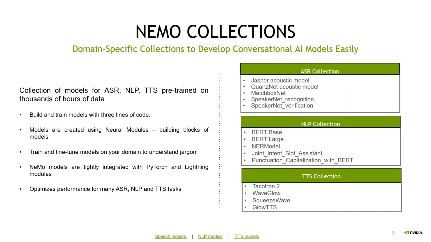With NeMo, we can have not only pre-trained models, but also scripts for replicating the pre-training and for fine-tuning those models on custom data. In the ASR collection, there are predefined models for Jasper, QuartzNet, and MatchboxNet, and models for speaker recognition and verification. In the NLP collection, there are pre-trained BERT-based and large models for English, named entity recognition model, punctuation and capitalization with BERT, and joint intent slot classification that recognizes intent from a text input and fills automatically the relevant intent fields.